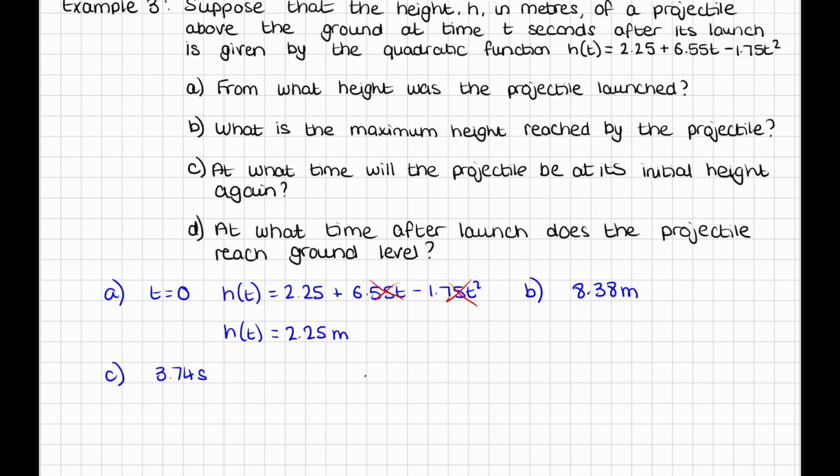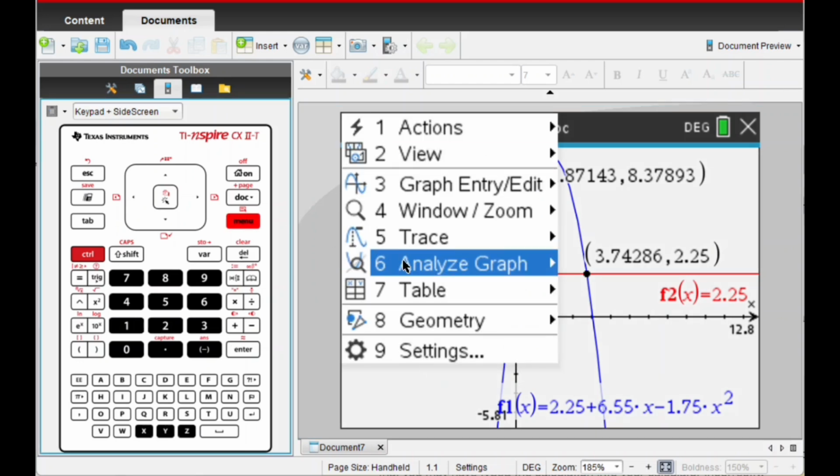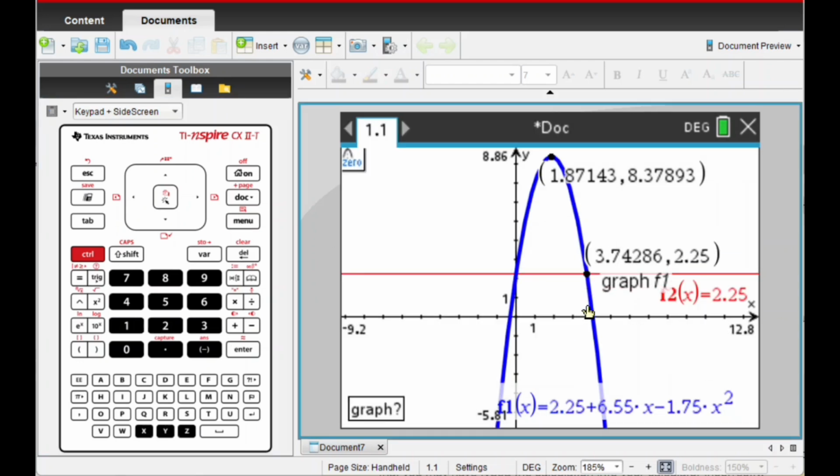And part D, at what time after launch does a projectile reach ground level? So that means we're looking for the x-intercept, the 0, the root of the equation, whichever one you would like to look at. So let's go back to our calculator to find that out. Now to find out when it reaches the ground level, we are wanting to find the x-intercept. So we can go menu, analyze graph. Remember that is the 0.